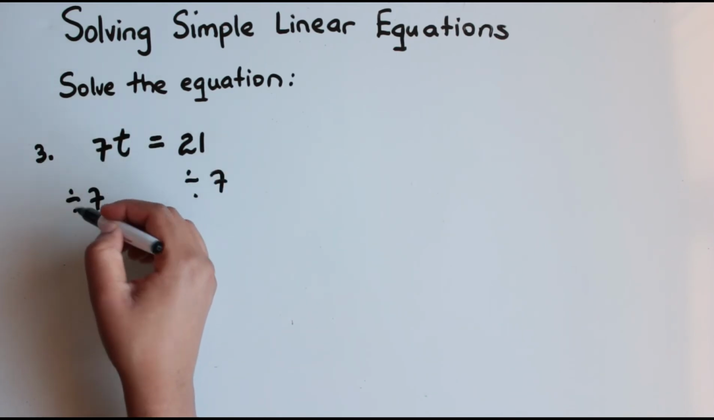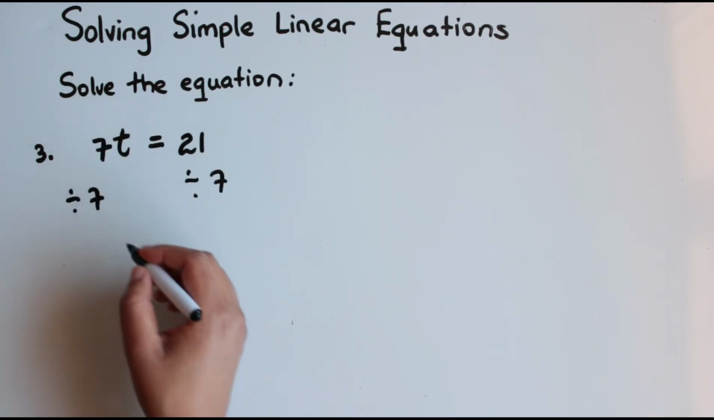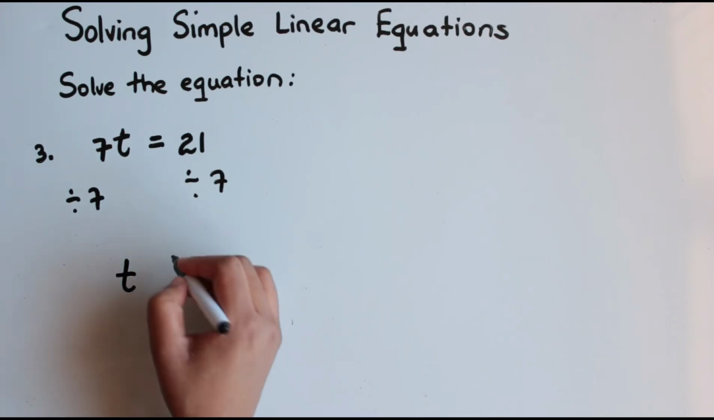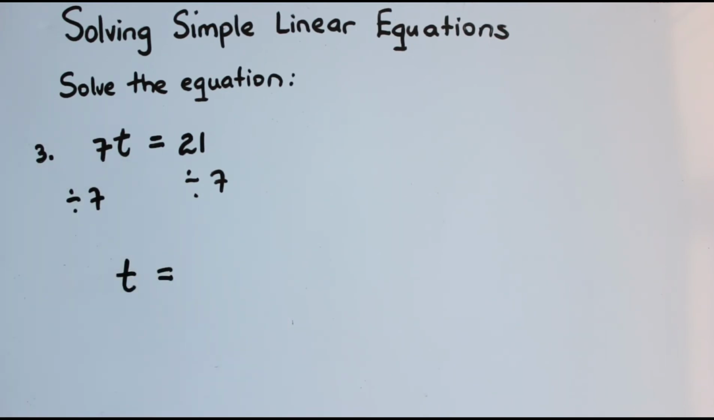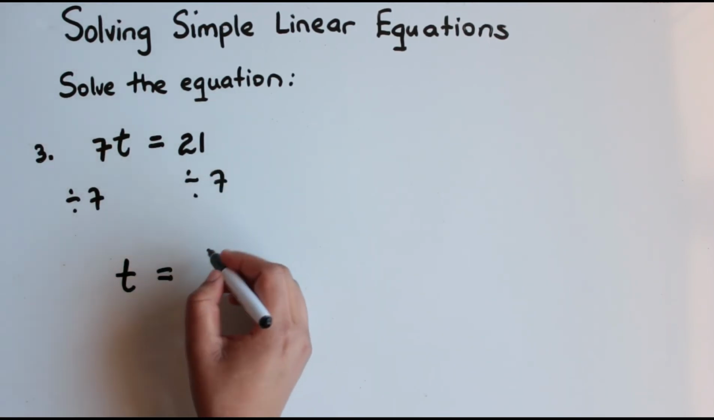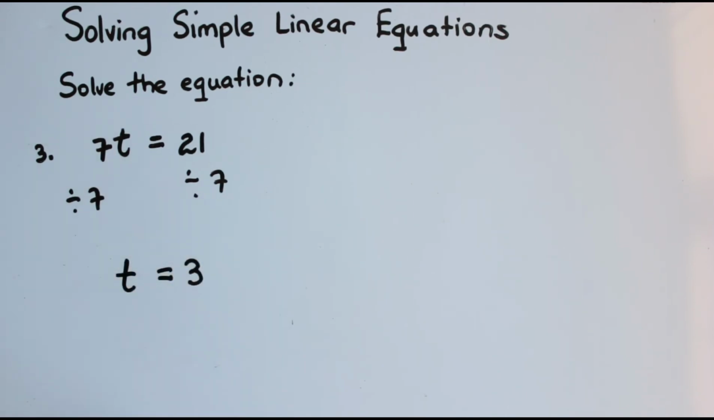So 7 divided by 7 gives me 1, which means that I just have 1t, which is just t. And now I have 21 divided by 7, that gives me 3.